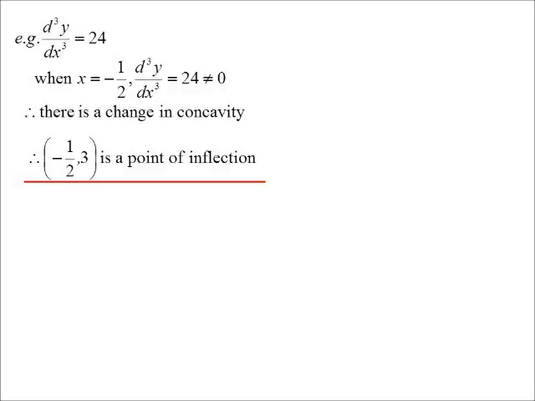So that's the key bit. It's not equal to 0. Make sure, again, you write that, therefore there is a change in concavity, so that people know what you're doing. You're not just writing rubbish down, you're explaining what you're doing. Okay, there is a change in concavity, so minus a half, 3 was our point that we saw before. It is a point of inflection.